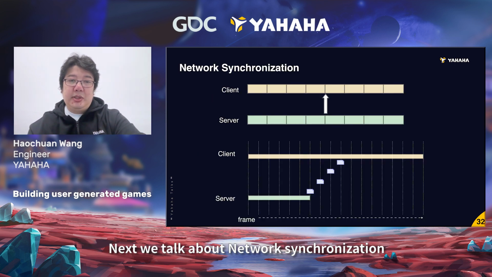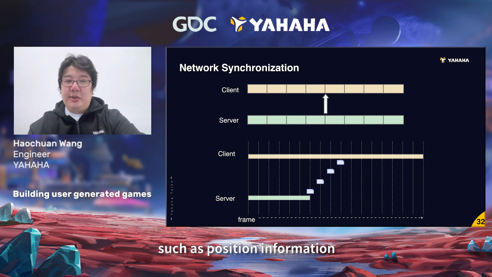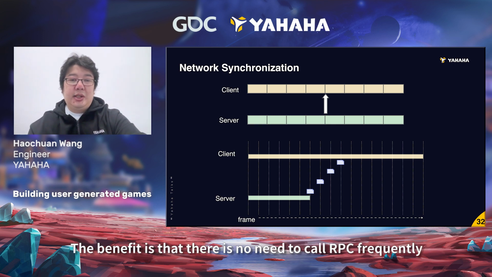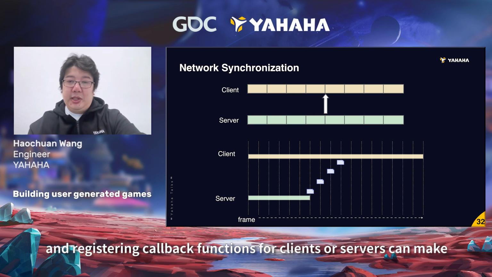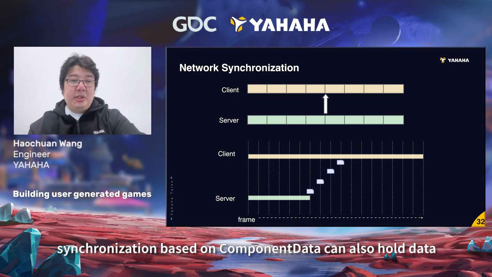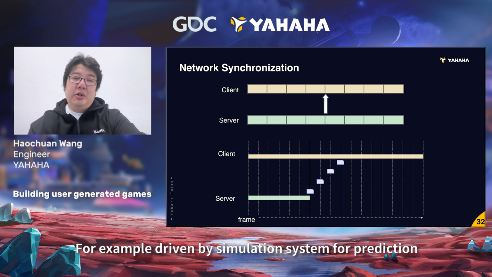Next, we talk about network synchronization. Some component data are marked as synchronized, such as position information. When data changes in this frame, the data will be synchronized to the remote. The benefit is that there is no need to call RPC frequently, and registering callback functions for the client or server can make the code complex. In addition, synchronization based on component data can also hold the data, making it easier to be driven by the logic-driven force, for example, driven by the simulation system for prediction.